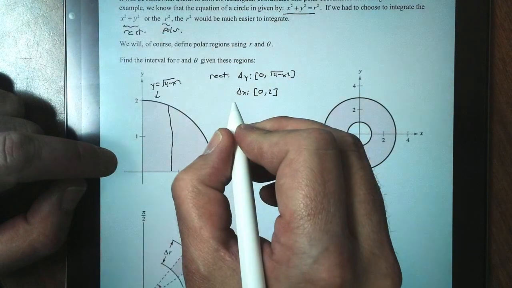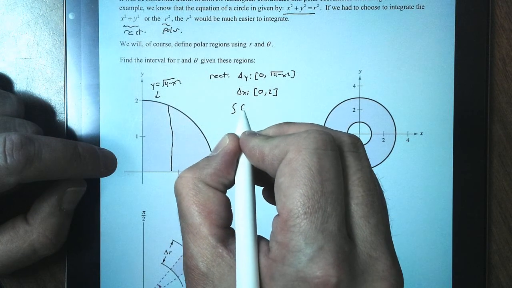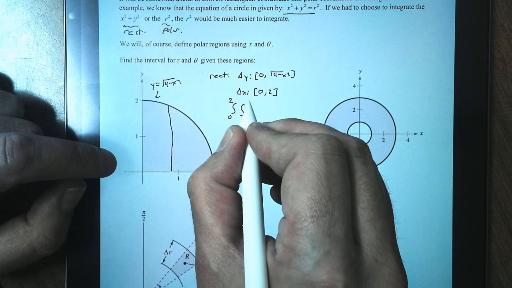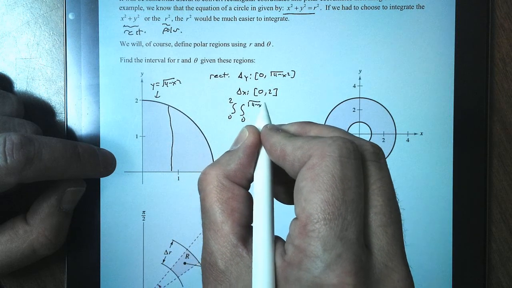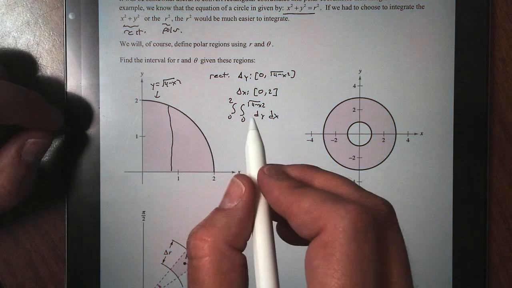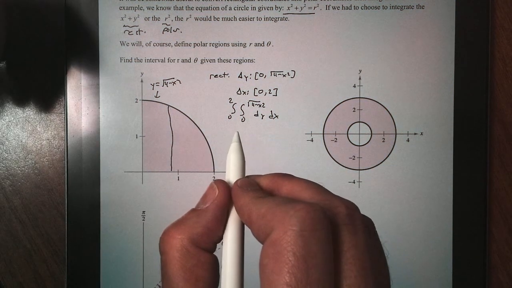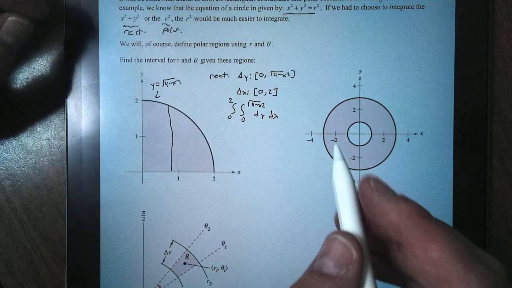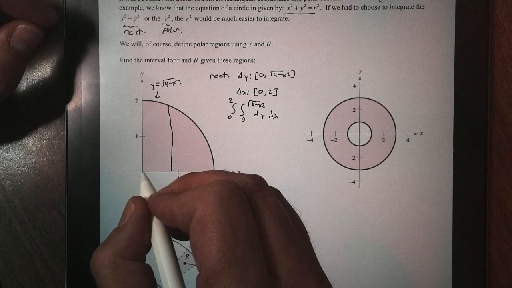Now, if I try to integrate this, I would get my double integral, 0 to 2 for the x's, 0 to the square root of 4 minus x squared, dy dx. And it's not bad looking, but let's see what happens if we can do this in polars. Now, I'm going to do this one in red, okay? So in red, I'm going to do a polar.